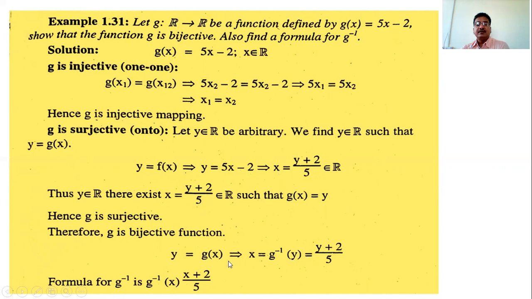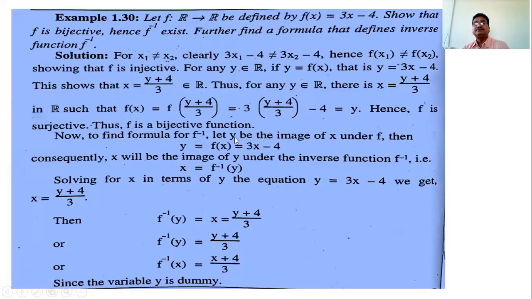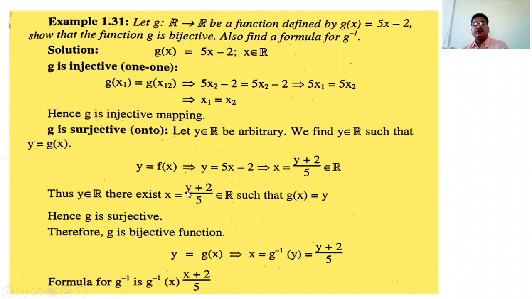And if you find g of (y plus 2) by 5, similar to this, we have the answer y. And therefore this (y plus 2) by 5 is the pre-image of this y, and therefore every element of this set R has a pre-image, and therefore the function g is surjective.